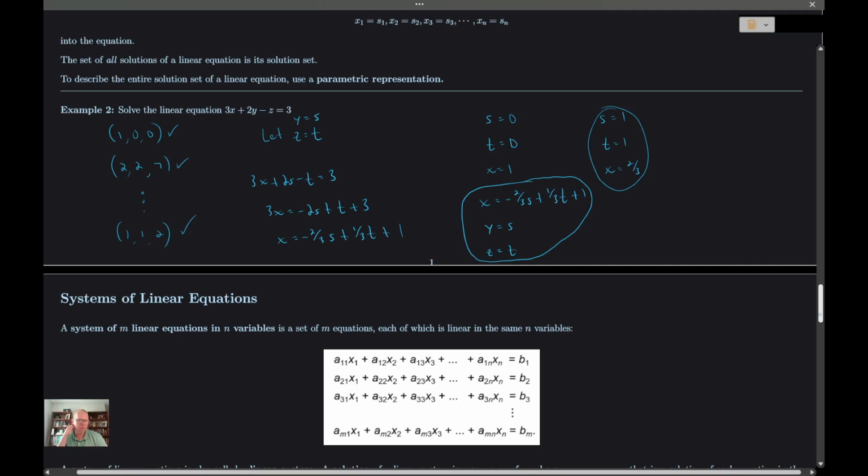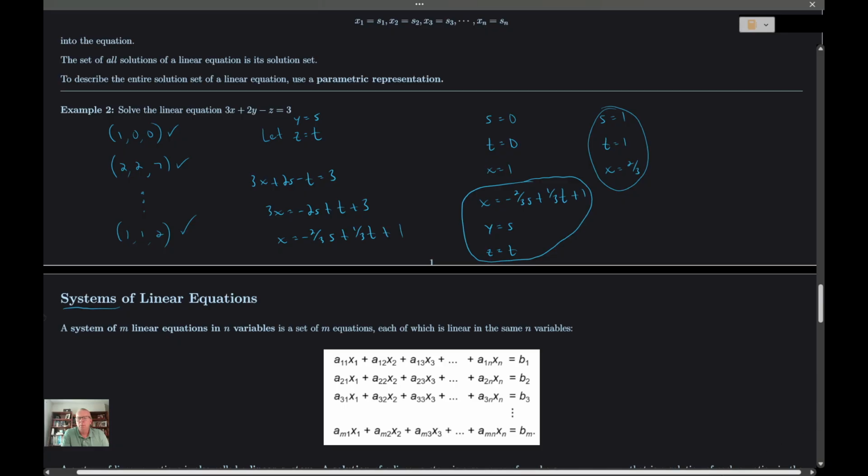So whenever you have more variables than equations, so we're going to talk about systems of equations here in a minute, anytime you have more variables than equations, you're going to have this parametric representation. So either you have no solution, possibly, or you have infinitely many solutions.